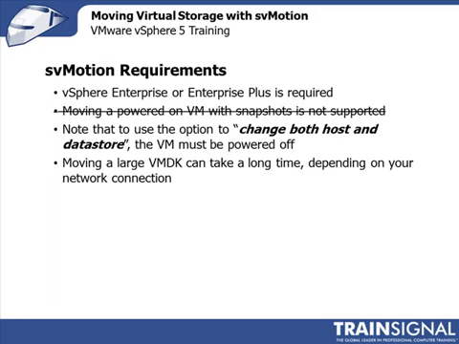You should note that to use the option Change Both Host and Data Store, which you'll see when we perform a virtual machine storage migration, that virtual machine must be powered off. And in fact, that really isn't a vMotion or even a storage vMotion. Really, it's just the manual copy of the virtual machine disk file, and then the deregistration of the virtual machine on one host and re-registration of the virtual machine on another host.